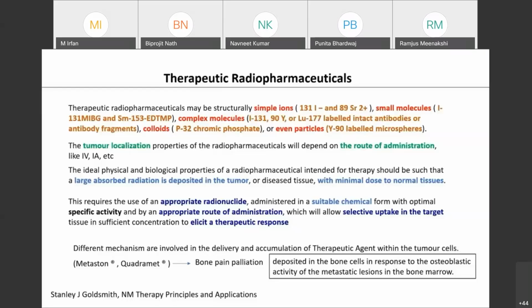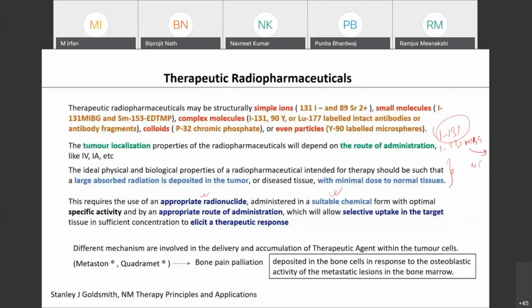So the ideal property should be such that you deposit a larger absorbed radiation dose in the tumor and a minimal dose to the normal tissue. And if we want to achieve this, we must use the radionuclide appropriately. Firstly, if I want to treat thyroid, I must use iodine-131, not iodine-131 MIBG, because this will go and treat NET. So I have to use the appropriate radionuclide for a given disease, and this nuclide must be in a suitable chemical form with optimal specific activity and also an optimal route of administration.